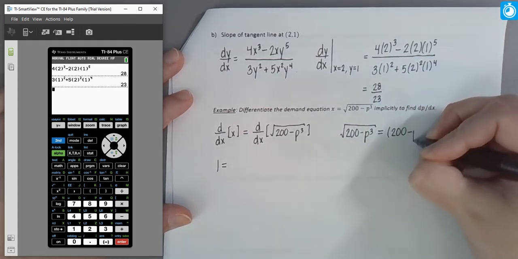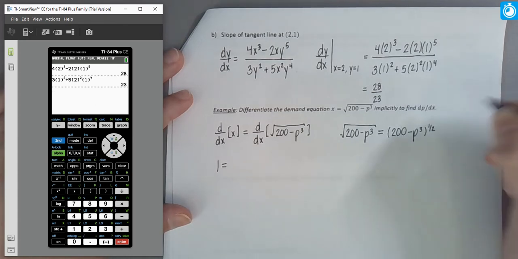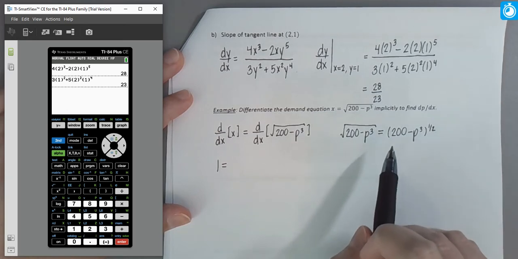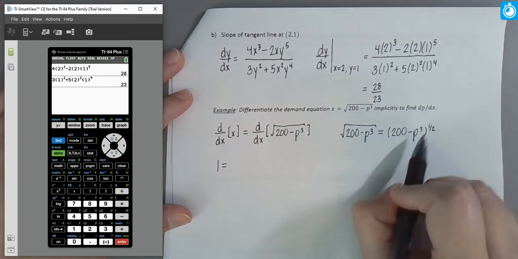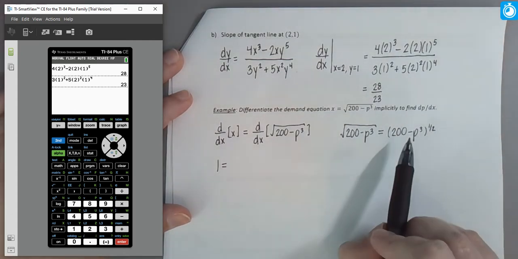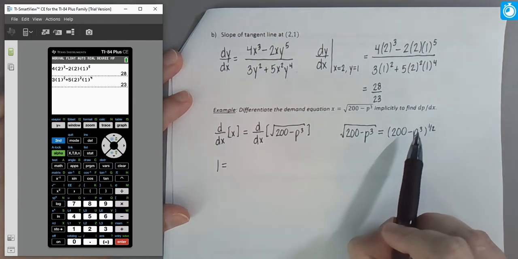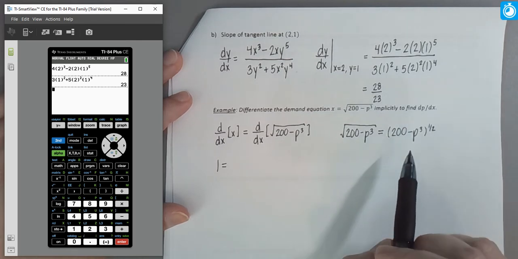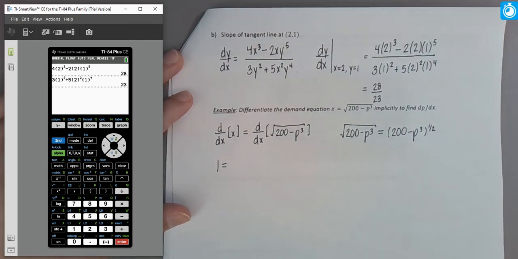So (200 minus p cubed) raised to the 1/2. So this is what we're differentiating. Now, this is fairly complicated. There's quite a bit going on here, because notice just the basic differentiation is going to require the chain rule. But we also run into that issue with implicit differentiation because we also have our p, our variable that's not really a variable, inside of the function. So this is actually going to require us to use the chain rule 2 times. So chain rule inside of the chain rule, if you want to think of it that way.